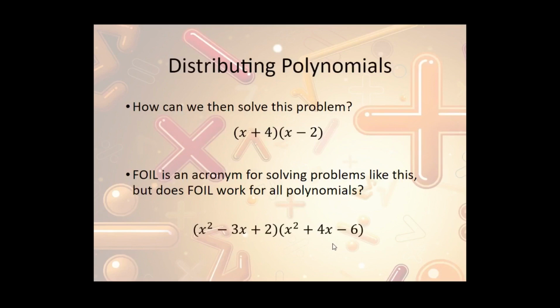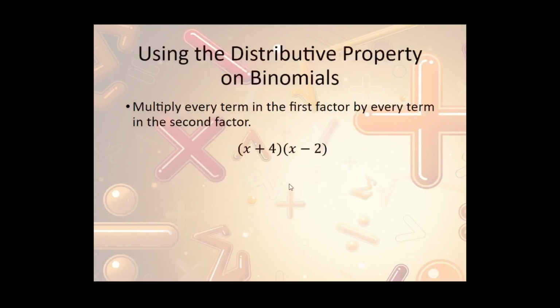Now FOIL doesn't really help. So the easiest rule is multiply every term in the first one by every term in the second one. Pretty simple. So we take x and multiply it by x. We take x and multiply it by negative 2. Then that's all it for the x's. Now we do the 4. So 4 times x and then 4 times negative 2.